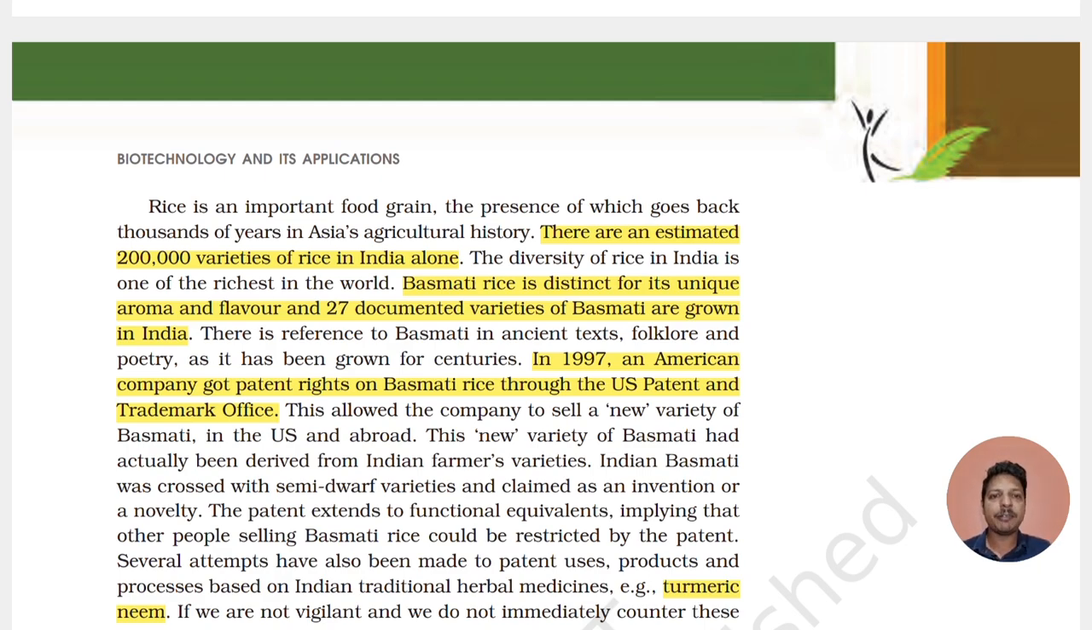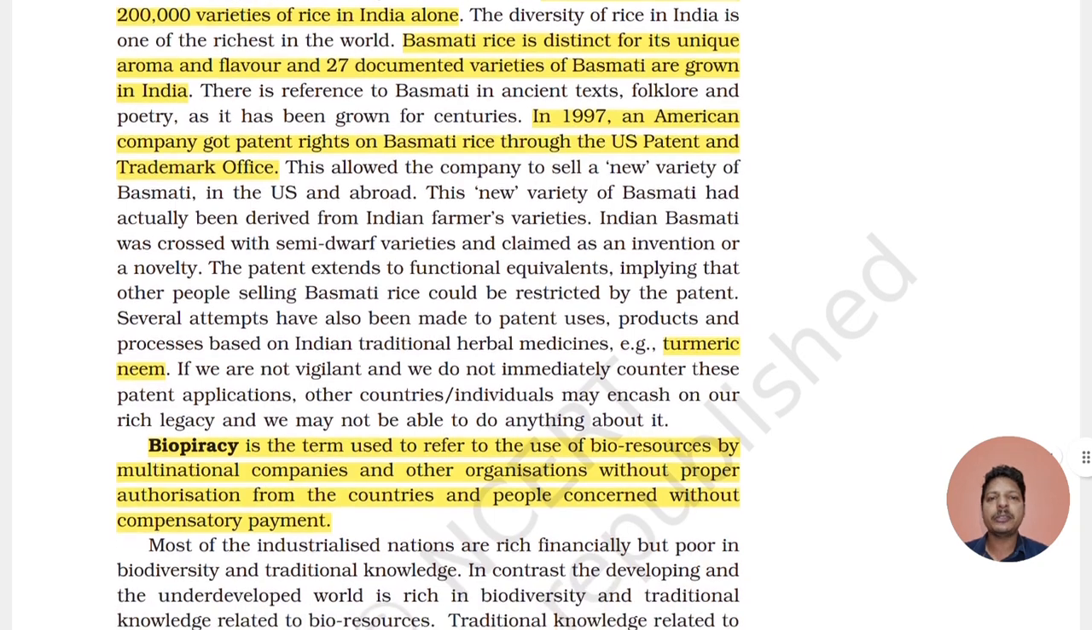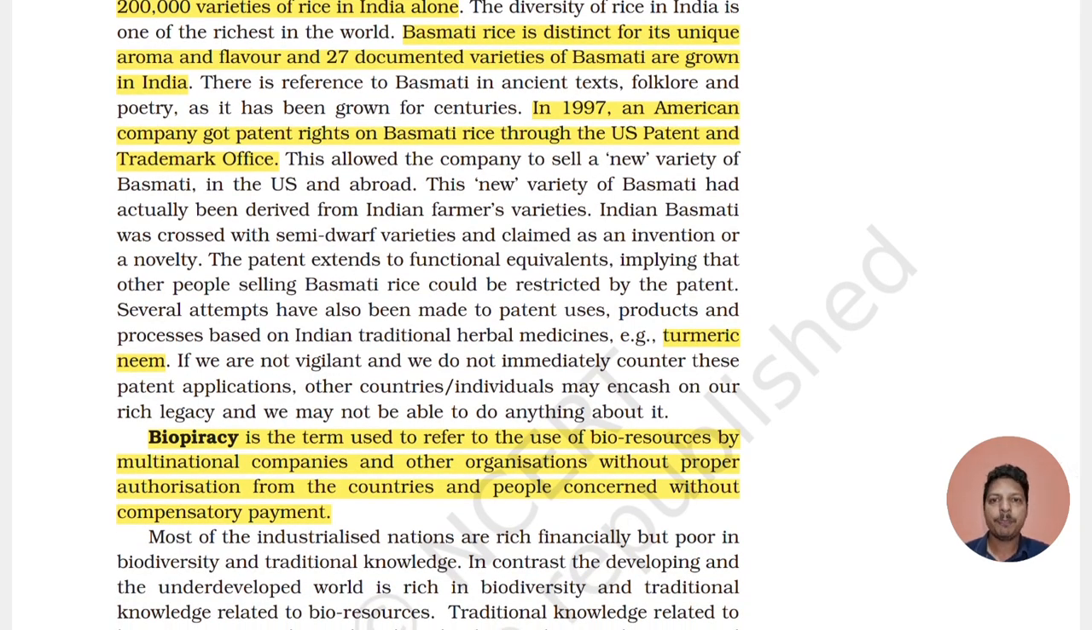Basmati rice is distinct for its unique aroma and flavor, and 27 documented varieties of basmati rice are grown in India. There is a reference to basmati rice in ancient texts, folklores and poetries as it has been grown for centuries. In 1997, an American company got patent rights on basmati rice through the US Patent and Trademark Office. This allowed the company to sell a new variety of basmati rice in the US and abroad. This new variety of basmati had actually been derived from Indian farmer varieties. Indian basmati was crossed with the semi-dwarf variety and claimed as an invention or a novelty. The patent extends to functional equivalence, implying that other people selling basmati rice could be restricted by the patent.